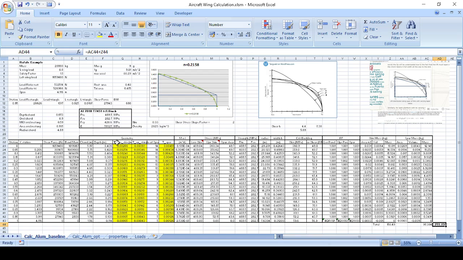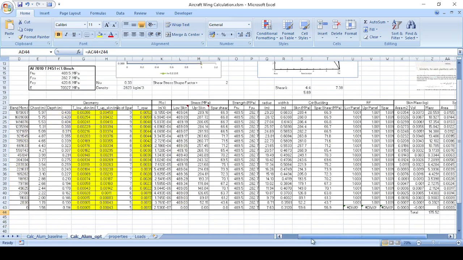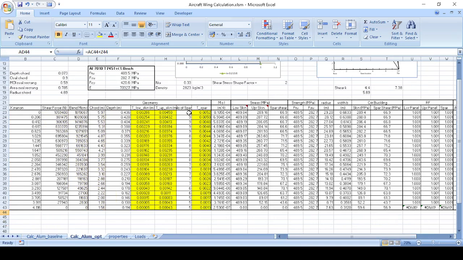So what I did was, okay, I've looked at this exercise and I've calculated the mass of this part, and I said, okay, if it was an aluminium component, and I wanted to optimize, what would be the optimum number of spars that I needed. So I just played around with the numbers and I changed the number of spars at different locations.